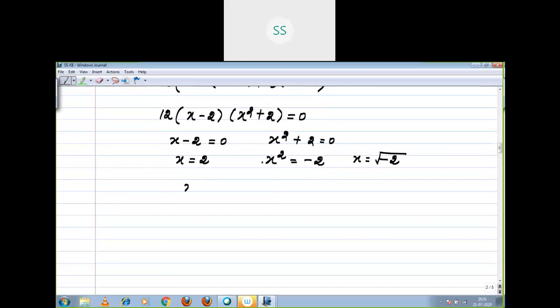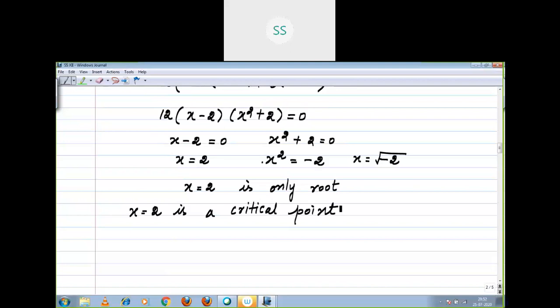Now, x is equal to 2 is the only root, right? Which is x is equal to 2 is a critical point. For the absolute maxima and minima, you want to check whether the critical point exists in the interval or not. Now, x is equal to 2 belongs to the closed interval 0, 3.